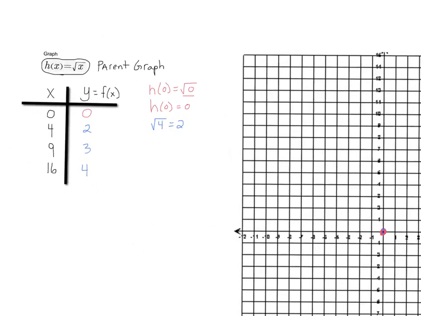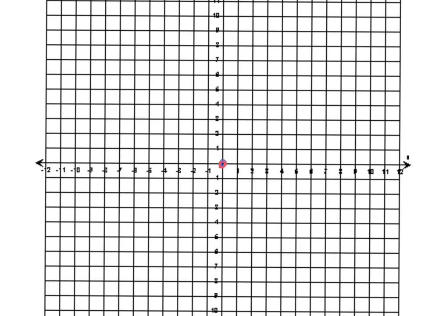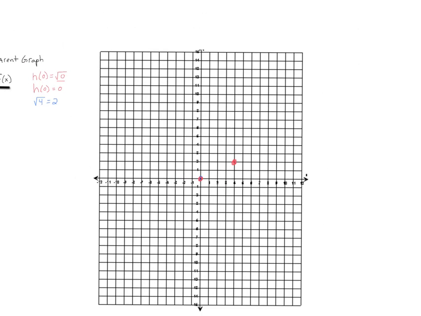My first point I need to graph is the point (0, 0), which is the origin. Why don't I graph it in red so you can see it better. And the next point I'm going to graph is the point (4, 2). I'm going to graph the point right 4 and up 2, which is right here. Notice I went right 1, 2, 3, 4 on the x-axis and up 2 on the y-axis.